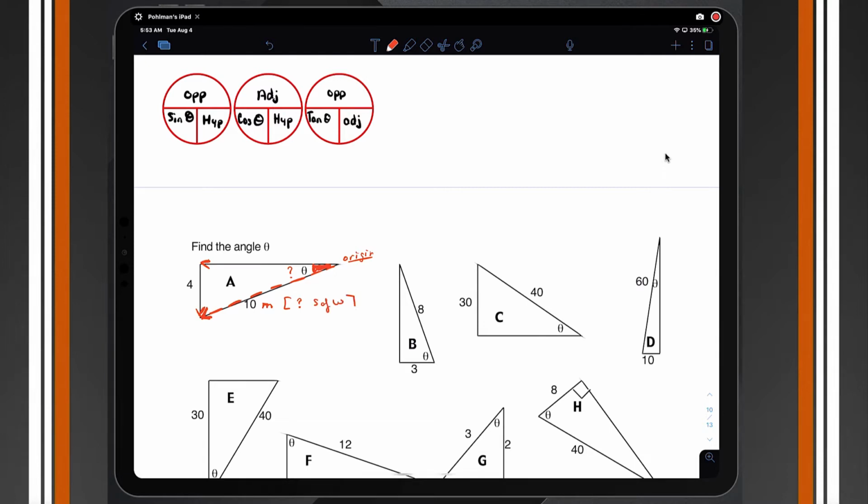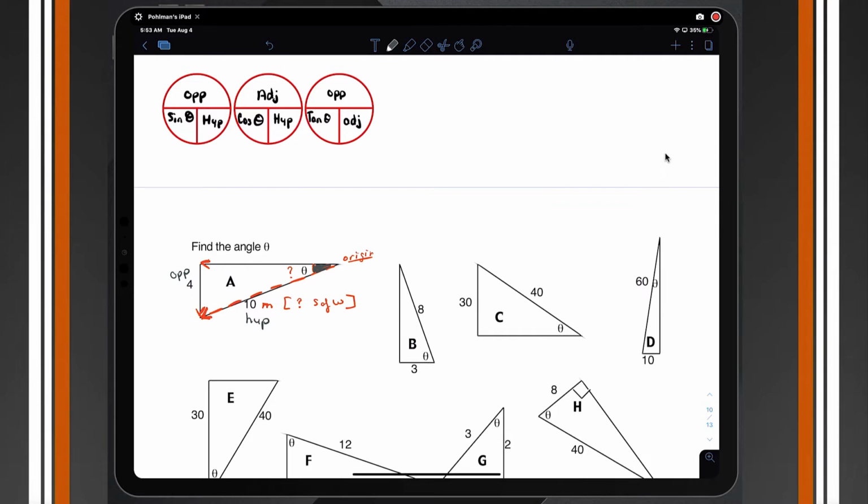we would describe that as 10 meters at some angle pointing south of west. All right, now what we're going to do first is try to figure out which is the right formula to use in determining what that angle is. In order to do that, we have to label the sides of our triangle. So if this is my angle, that means the 4 is the opposite side and the 10 is the hypotenuse.